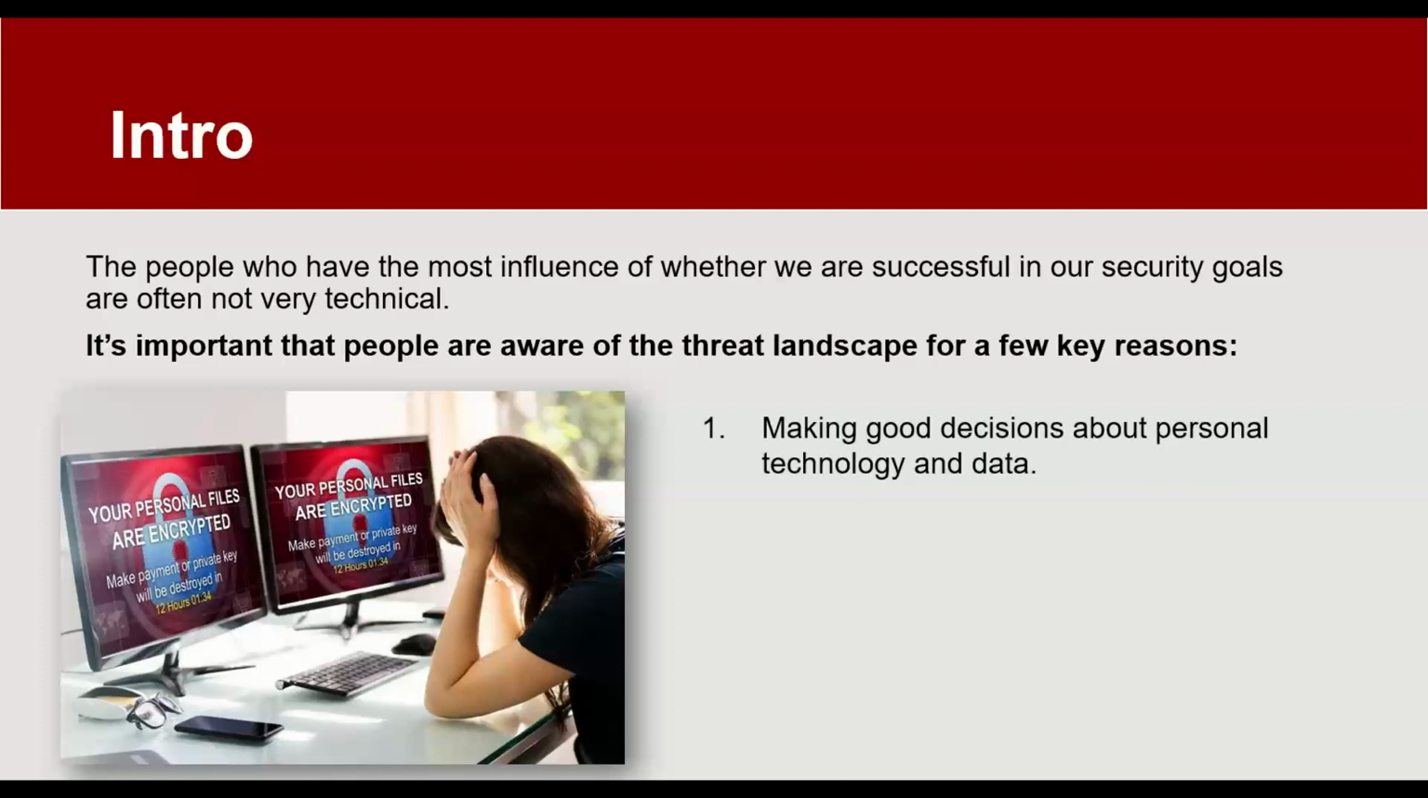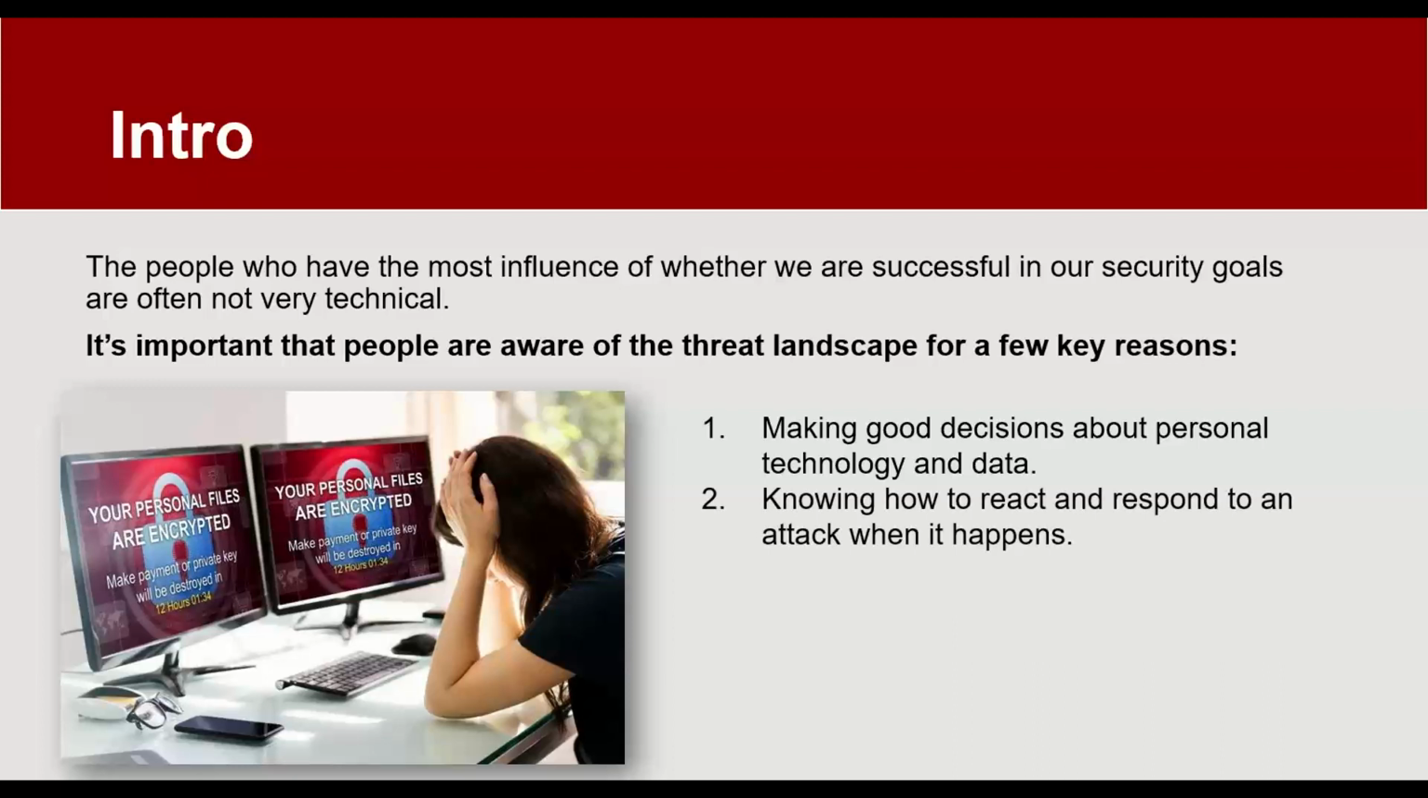It'll help you make good decisions about personal technology and data. Every year, we are all making decisions about our technology all the time: what kind of device we want to use, what applications are useful to us, where we store our data, who we share our information with, and the channels in which we share our data. If we don't understand what the threat landscape is, what people want to attack us with, I don't feel like we really know how to make good decisions. So it's really important we understand that.